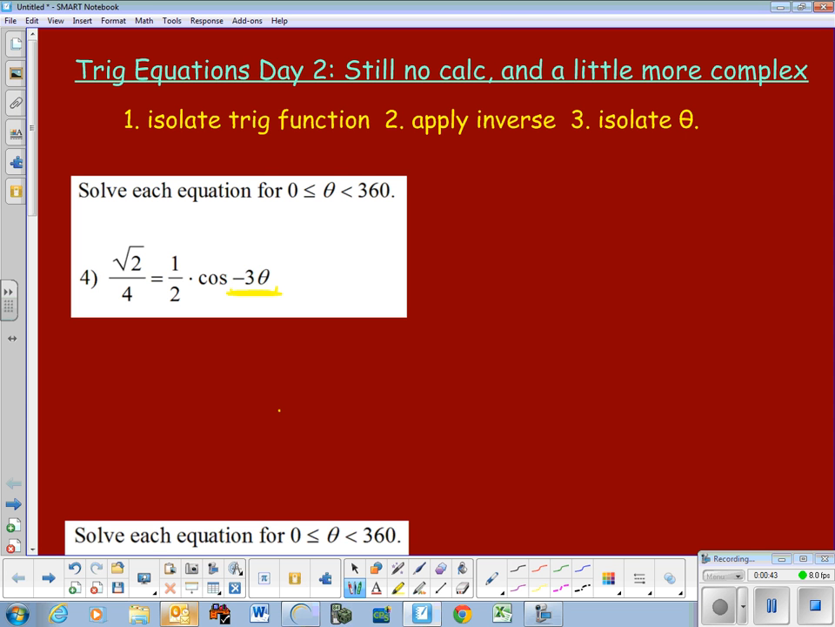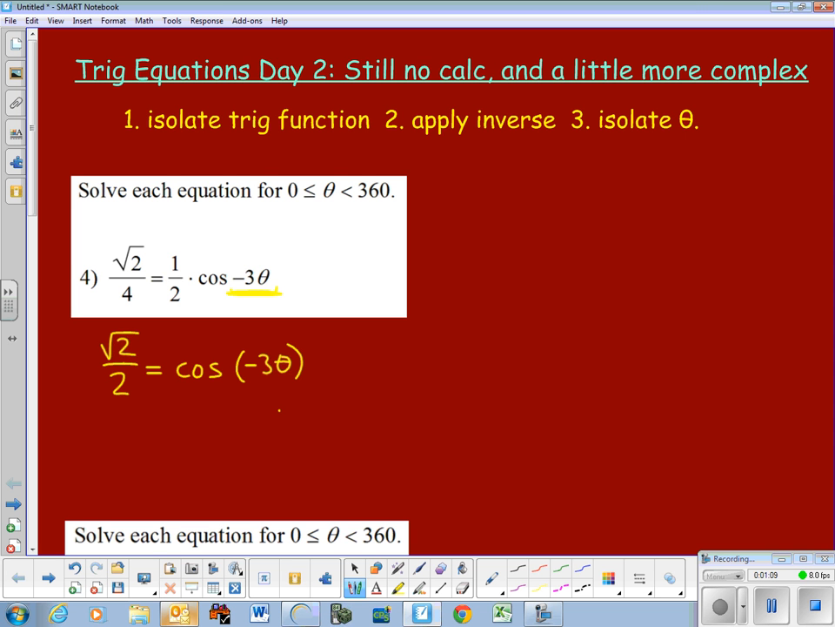First, in this problem, we need to multiply both sides by 2 to get rid of the 1/2 on the right and therefore isolate the cosine function. So if I multiply by 2, I get the square root of 2 over 2 equals the cosine of negative 3 theta. And they don't put parentheses around it all the time, but that might help just reinforce the fact that we are taking the cosine of negative 3 theta.